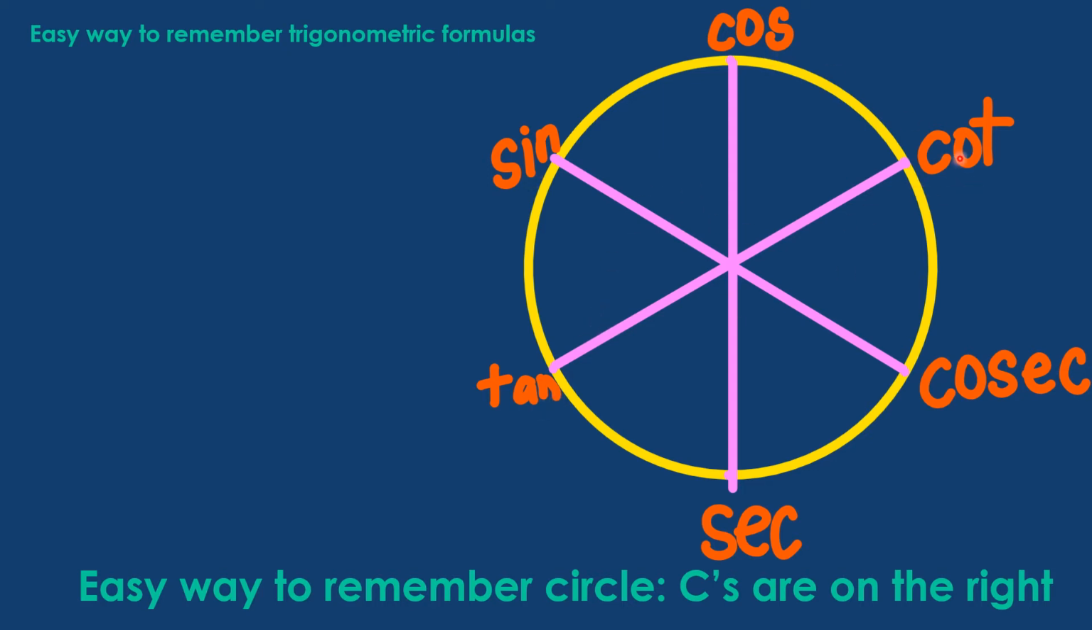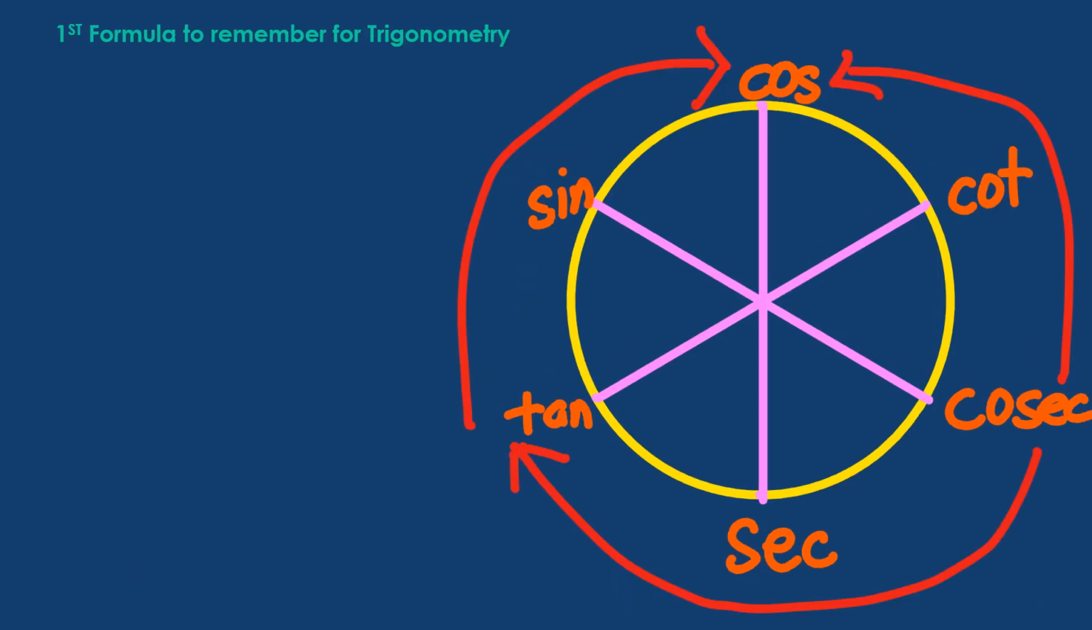So tan is here, so cot is here. Sine is here, so cosecant is here, and cos is here, and secant is here. An easy way to remember is your C's are on this side, and those that are not starting with C will be on this side. So the first formula you should know is this.